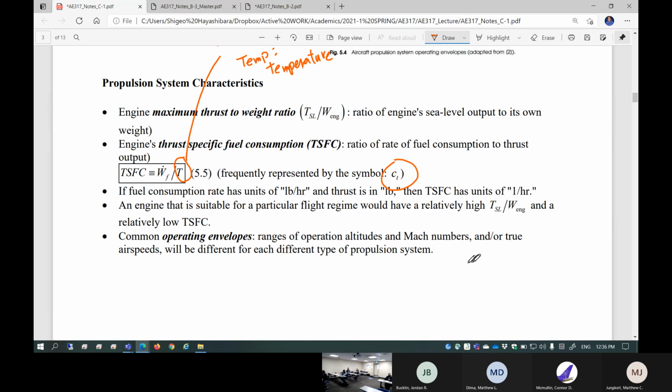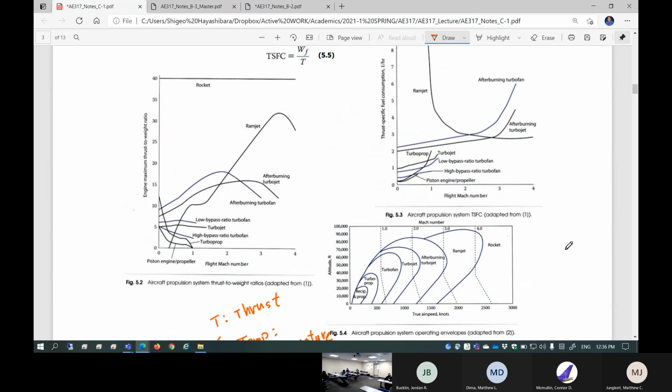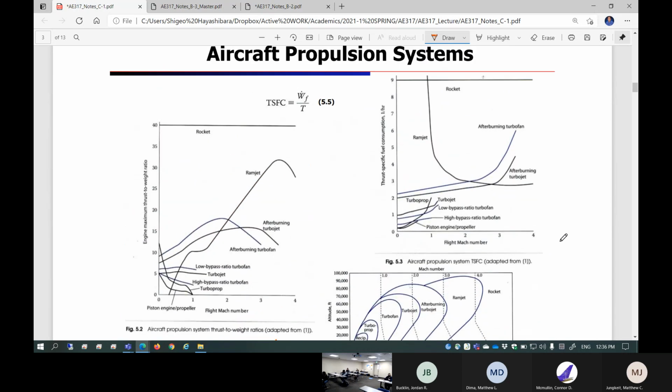So next one is an operating envelope. Let's take a look at operating envelopes. This is a TSFC plot for lots of different engines. TSFC high means consuming a lot of fuel. TSFC low is usually a better choice, right?